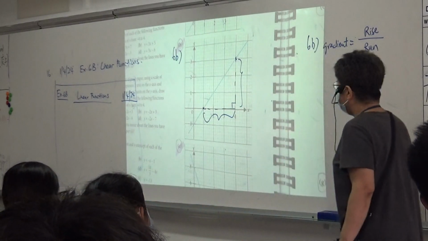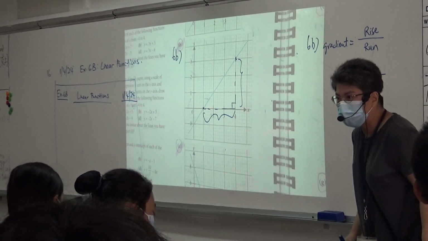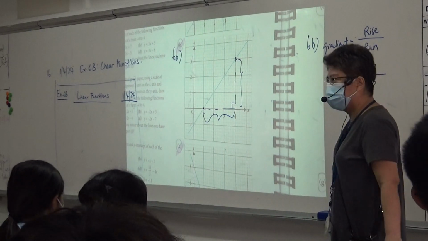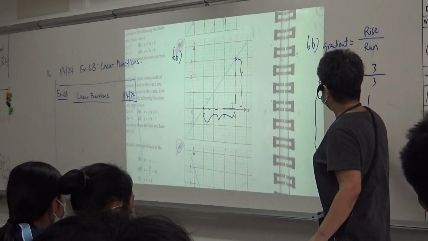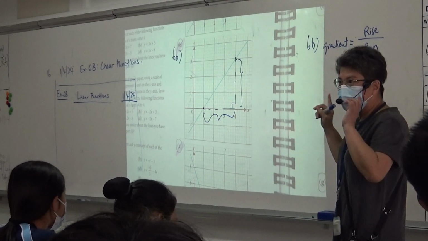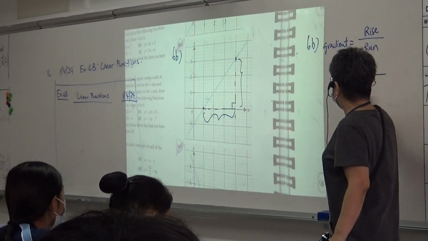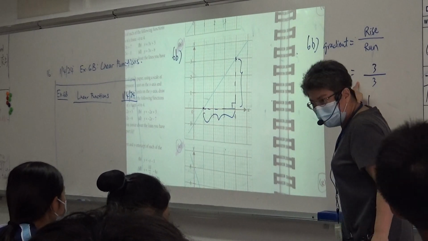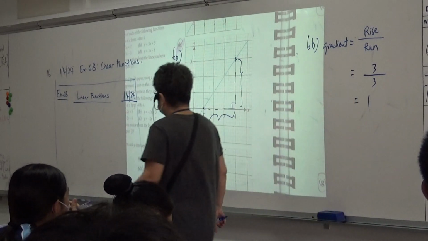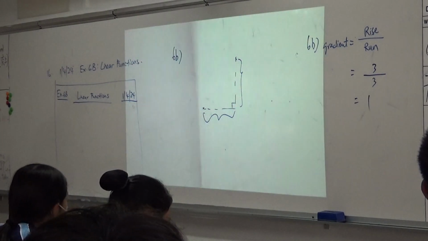Also 3. Hey, 3 over 3, don't leave it as 3 over 3. So the gradient is 1. This is the way you present. Is that clear to you? Then, if it's a negative, after you write rise over run, you must put negative. Understand? Alright, now, which questions are you supposed to do?